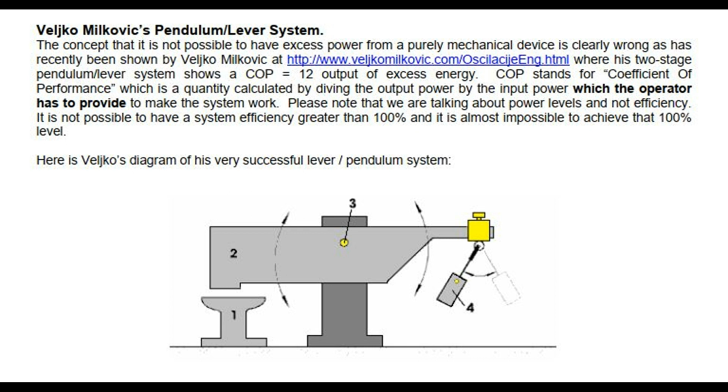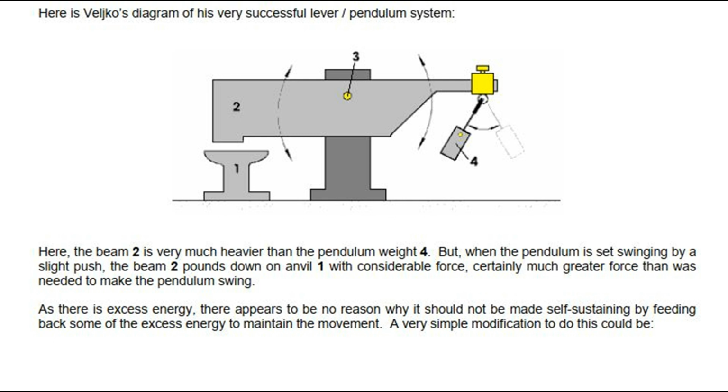Here, the beam 2 is very much heavier than the pendulum weight 4. But, when the pendulum is set swinging by a slight push, the beam 2 pounds down on anvil 1 with considerable force, certainly much greater force than was needed to make the pendulum swing. As there is excess energy, there appears to be no reason why it should not be made self-sustaining by feeding back some of the excess energy to maintain the movement.